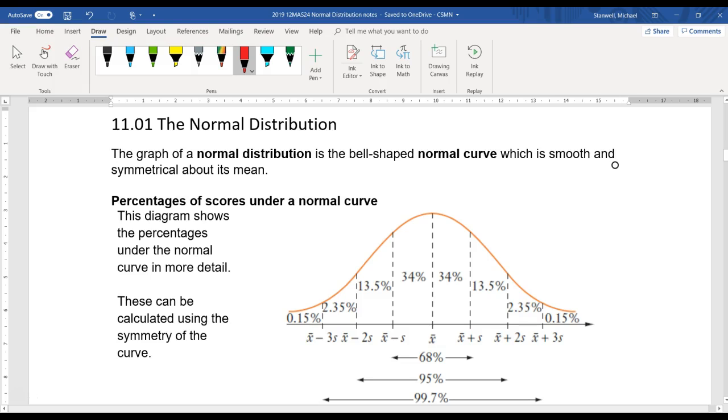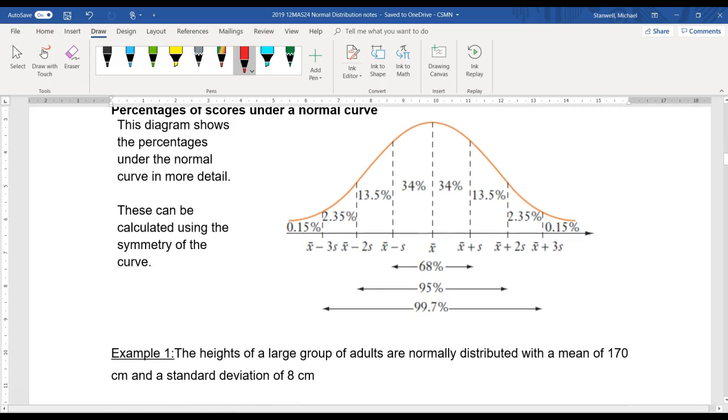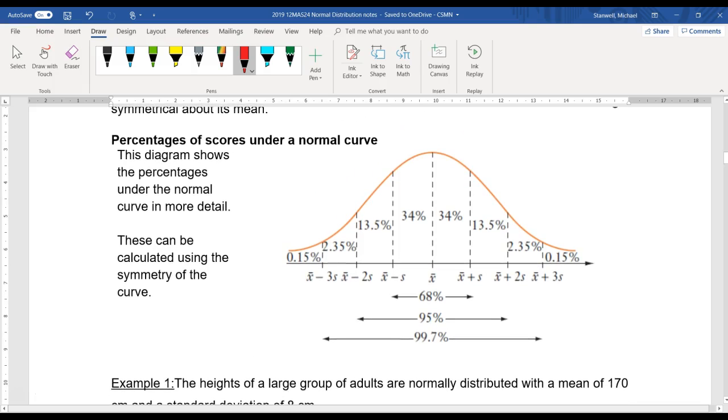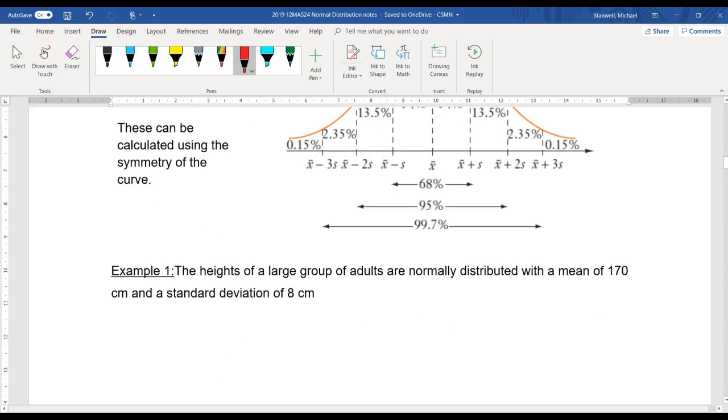But that's really what we're introducing in this first exercise, the idea of this normal distribution and what percentage of scores we expect as we move away from the mean. So here we go, we've got an example. A large group of adults are normally distributed, so I can use this empirical rule. Mean of 170, and a standard deviation. Now I'm going to use an S here, but sometimes we use this symbol too. There's a subtle distinction between them, we'll talk about it another time. Let's use the S this time. S equals 8.